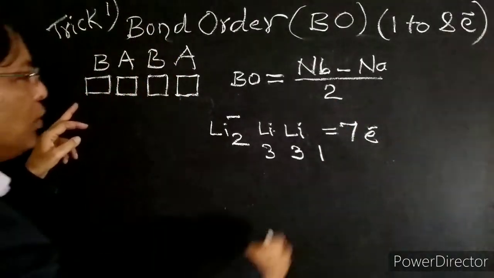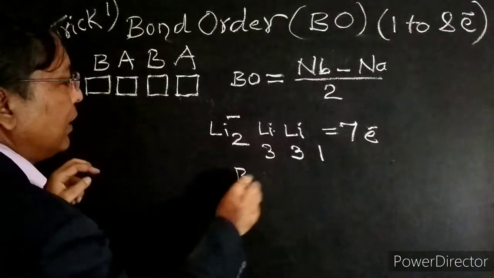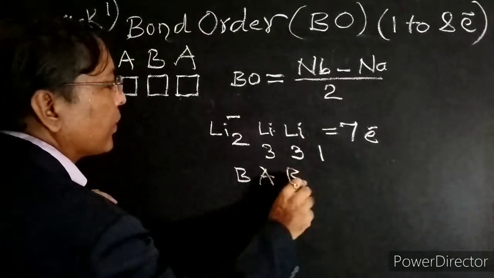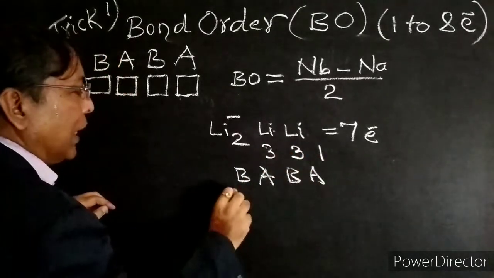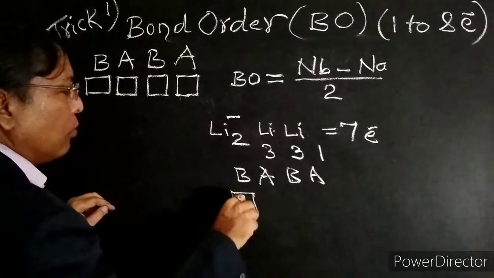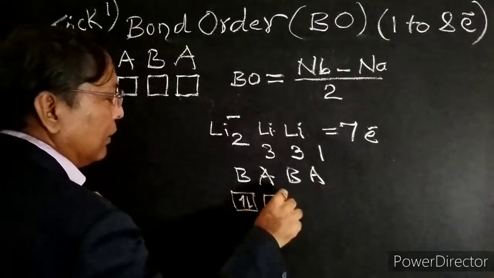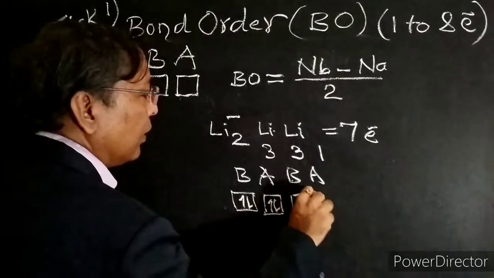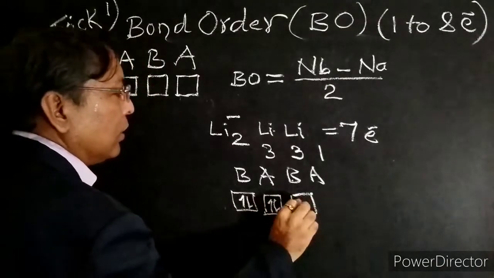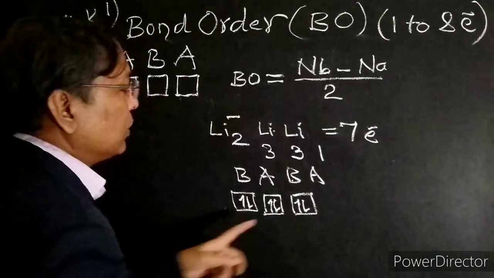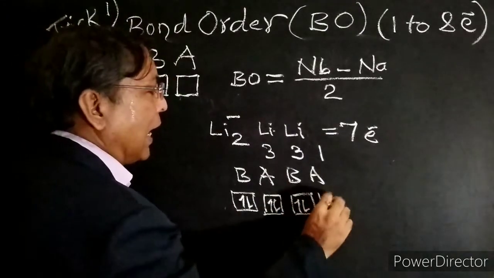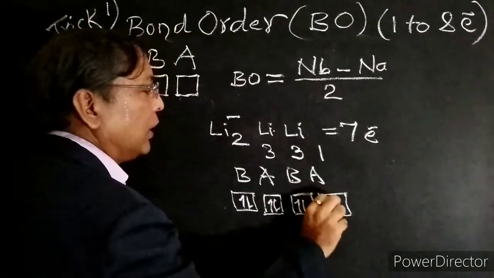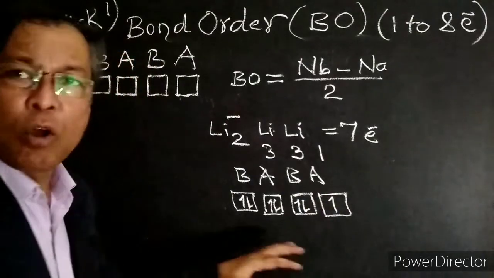Now we have to distribute these 7 electrons in Baba. 2 electrons go to bonding. Next 2 electrons go in the anti-bonding orbital. And the remaining 2 electrons go to the bonding orbital and the 7th electron goes into the anti-bonding orbital.